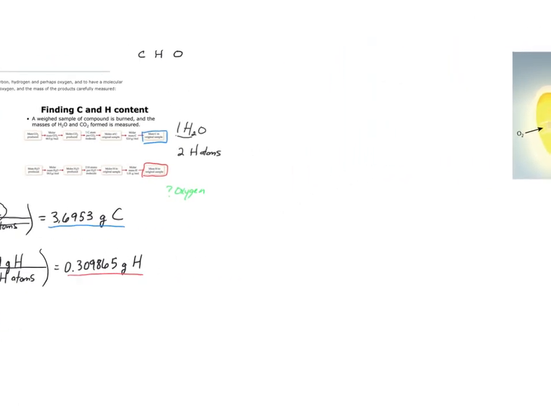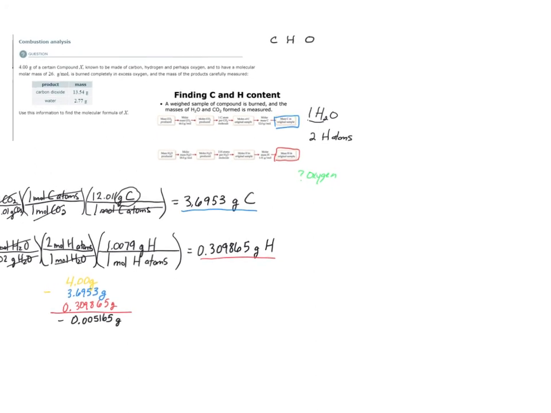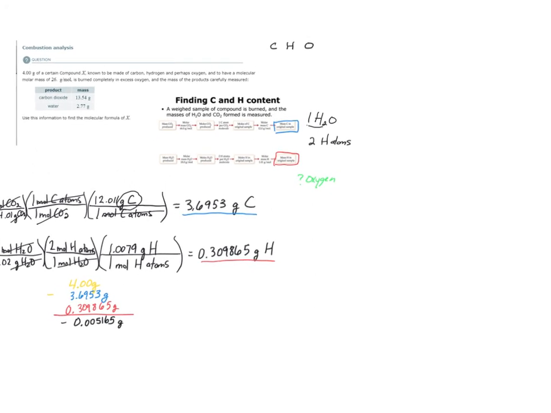All we have to do is take our masses that we have, convert them to moles, and find the smallest mole number, and we're going to make it into a whole number. So let's begin. We have 3.6953 grams of carbon. Let's convert that to a number of moles of carbon. So 1 mole of carbon, we're going to use the molar mass here, is 12.011 grams of carbon. Let's do the same for hydrogen. 1 mole of hydrogen is 1.0079 grams of hydrogen.